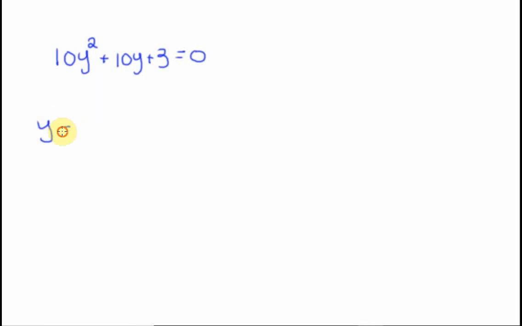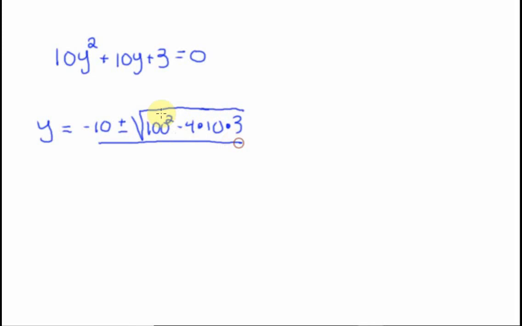So plugging this into the quadratic formula, we're going to go with opposite of b, so negative 10, plus or minus the square root of b squared, minus 4 times a times c, which is 3, all divided by 2 times a. So I'm going to have negative 10 plus or minus something, the square root of something, all over 20.